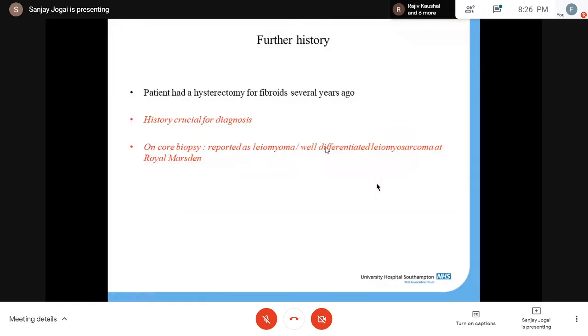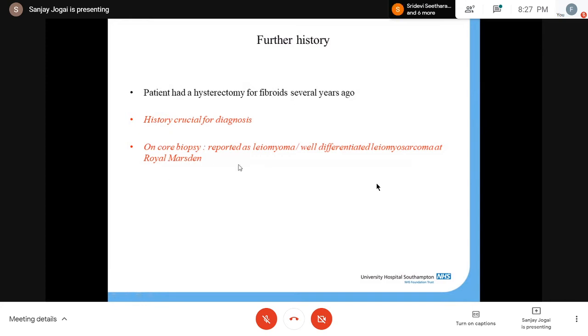Ki67 was low, and if you see this entity, you always have to go back to the history. We came to know that she was 60 plus and had a hysterectomy for fibroid several years ago, but we didn't have access to the histology of that, and that was very crucial.